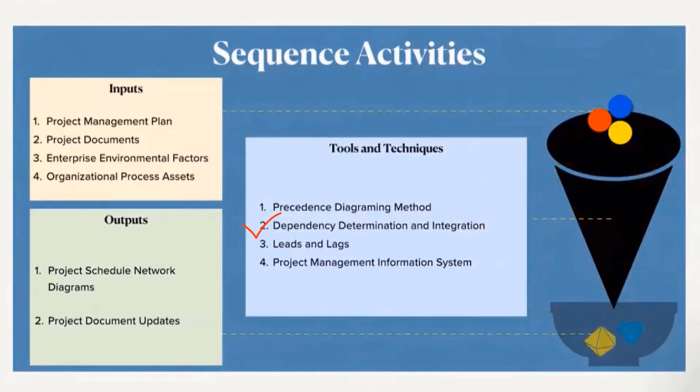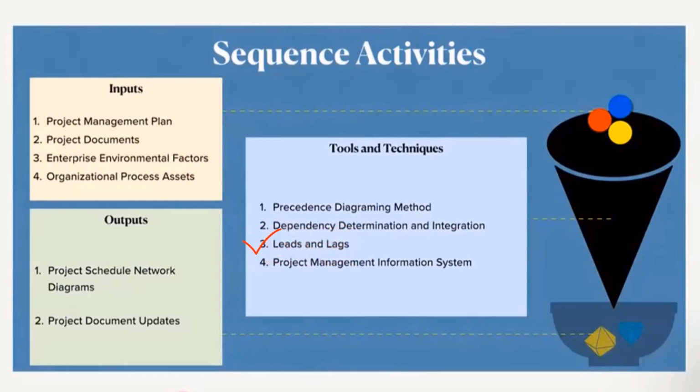Dependency determination and integration. So what are we talking about here? These are all mandatory, discretionary, and all the external activities which we have no control over. I think you know what I'm trying to say here. On what activities are we dependent? So we are dependent on legal requirements. We are dependent on discretionary requirements. What do we mean by discretionary? These are the best practices. So whatever activities we are dependent on, we have to identify.